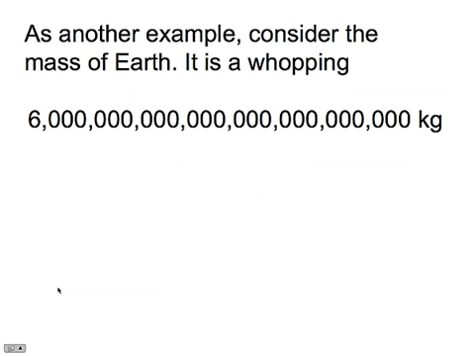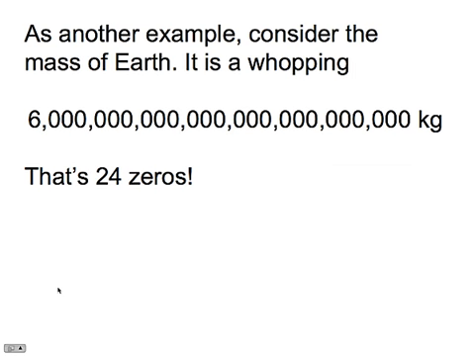As another example, consider the mass of Earth. It is a whopping 6 with 24 zeros after it kilograms. That's 24 zeros. I don't even know the word we use to describe a number that large. It's not million, billion, or trillion. How do you describe it?